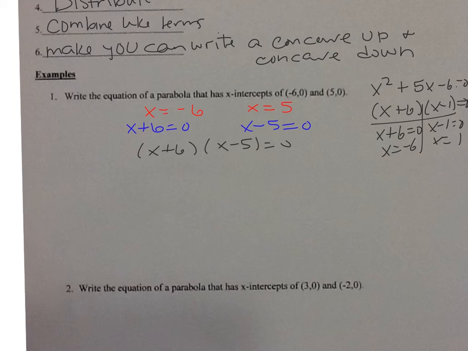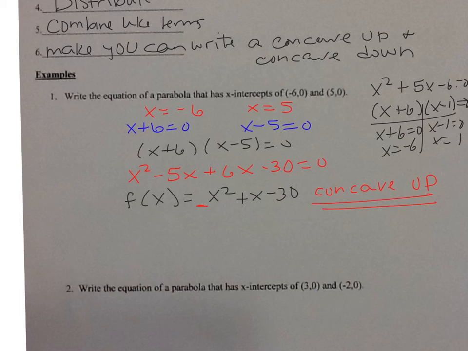Now I'm going to double distribute. So I get x times x is x squared. X times -5 is -5x. 6 times x is 6x, and 6 times -5 is -30. Equals 0. So I'm going to clean it up and write it as a function. So f of x is equal to x squared plus x minus 30. Now notice my a that's here, it's positive 1. So this is concave up.